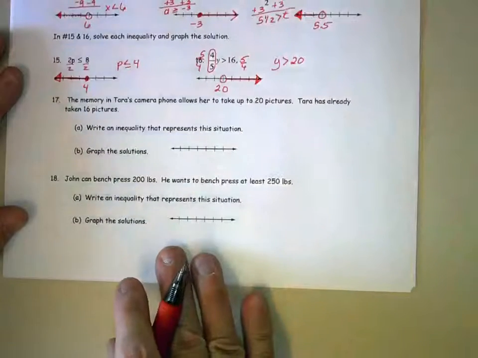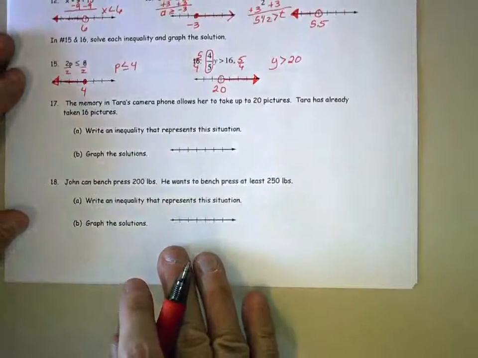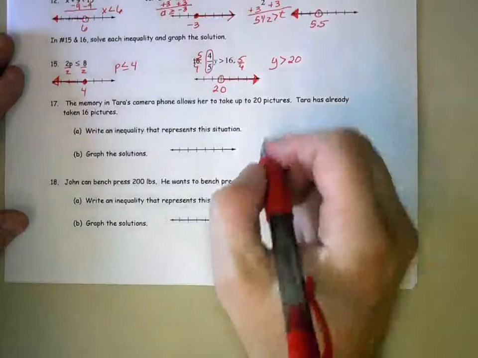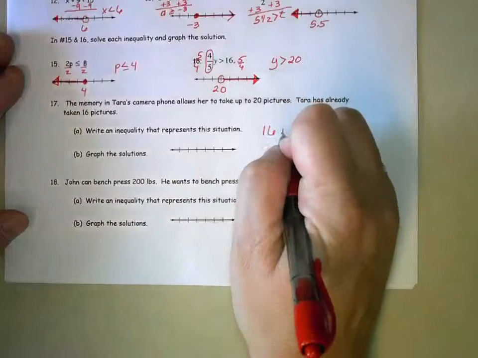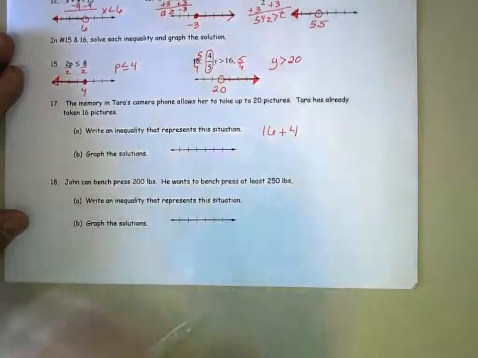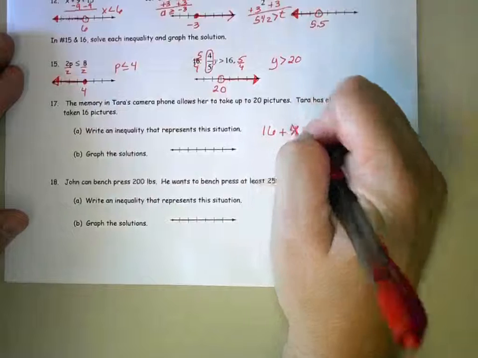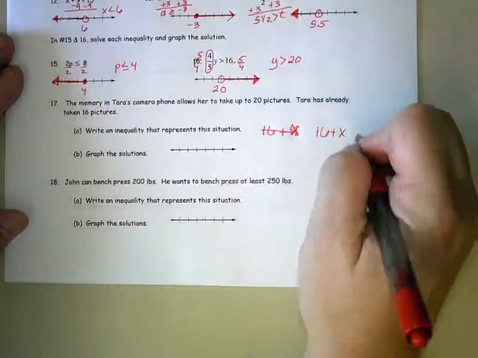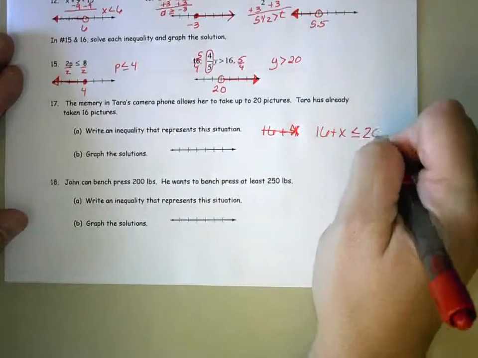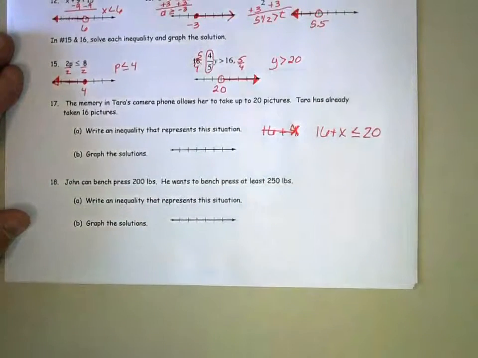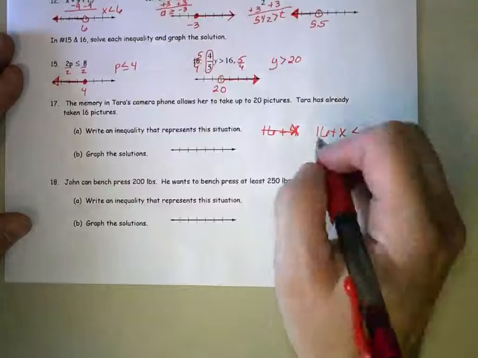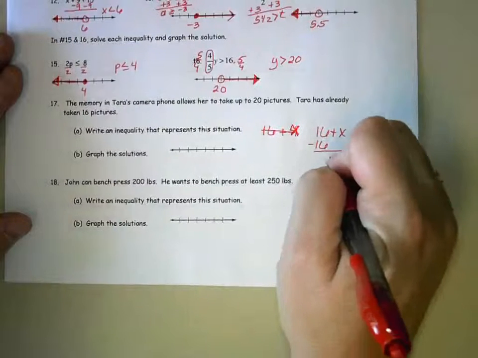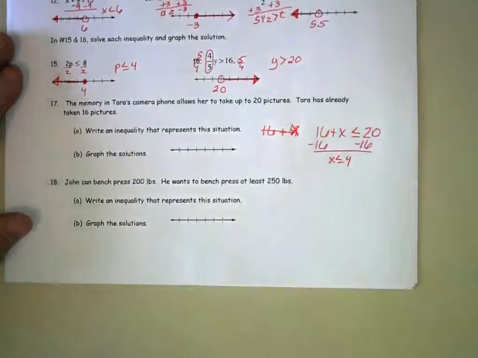Number 17, the memory in Tara's super powerful camera phone allows her to take up to 20 pictures. She has already taken 16 pictures. She can take some more. It's going to be x, sorry. So 16 plus x. And she can only take up to 20. So that number needs to be smaller than or equal to 20. Now when you subtract here, that's where my 4 comes in. X is less than or equal to 4.